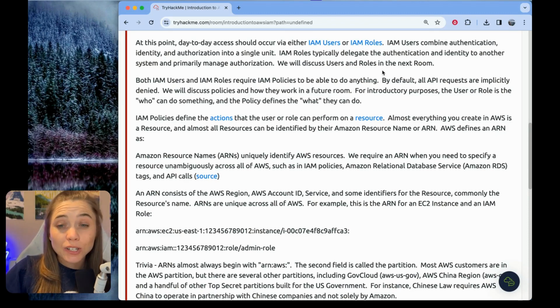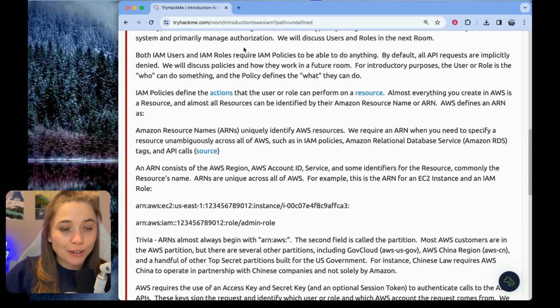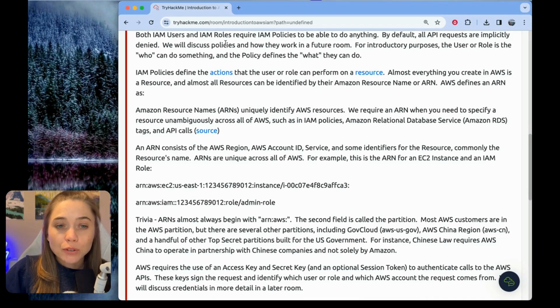We will discuss users and roles in the next room. Looking forward to it. Both IAM users and IAM roles require IAM policies to be able to do anything. By default, all API requests are implicitly denied. If you remember one thing so far, this is a good thing to remember. All API requests in AWS are implicitly denied. You need to somehow be allowed to do the action before you do it. And if there's no allow anywhere, it's denied by default.